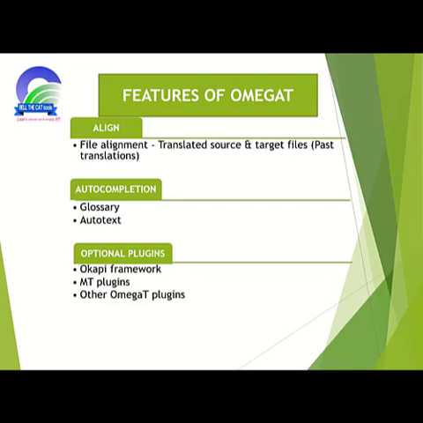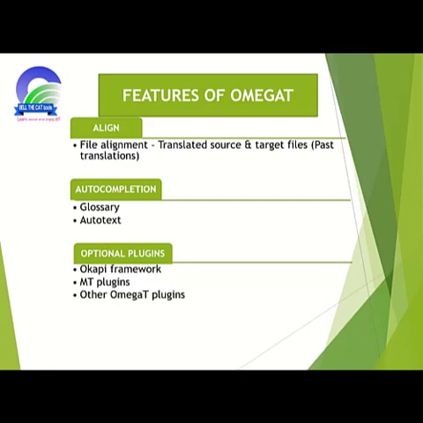What is alignment? File alignment. OmegaT has a feature called align, whereby you can put a separate source file and target file in it to build the TM. Why do you need that? For example, till today you haven't used a CAT tool, so whatever translation you have done will remain as separate files. If you are an English to French translator, your English file will be separate and your target French file will be separate. You put both files in OmegaT, align them sentence by sentence, segment by segment, and then import that into your TM. Why do we need to do that? Because you want to build your TM with past translations and make your TM bigger. That is the primary reason for doing alignment.